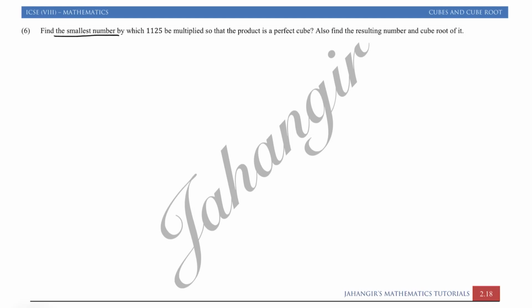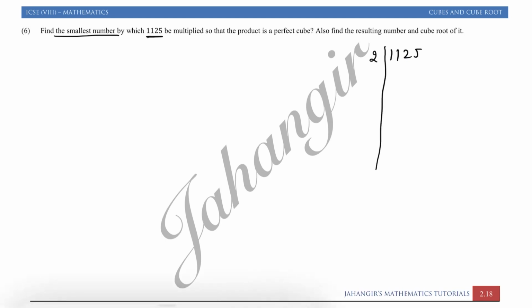Find the smallest number by which 1125 must be multiplied so that the product is a perfect cube. Also find the resulting number and the cube root of it. So we had done this type of question in squares and square roots. It's of the same pattern. In square root we need pairs of 2, but in cube root we need groups of 3 numbers. Okay, same number multiplied 3 times. The first rule, find the prime factors.